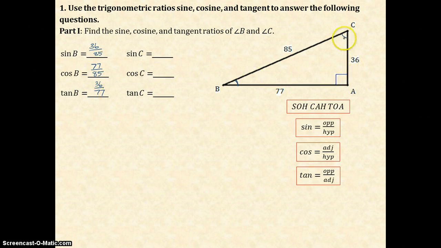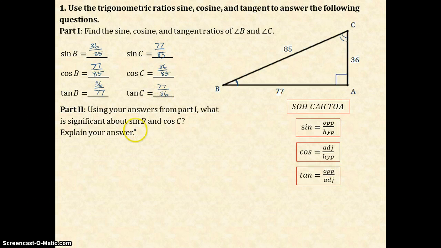Okay, so now for angle C, the sine is the opposite over the hypotenuse. So 77 over 85. The cosine is the adjacent over the hypotenuse, 36 over 85. And the tangent is the opposite over the adjacent. So 77 over 36.